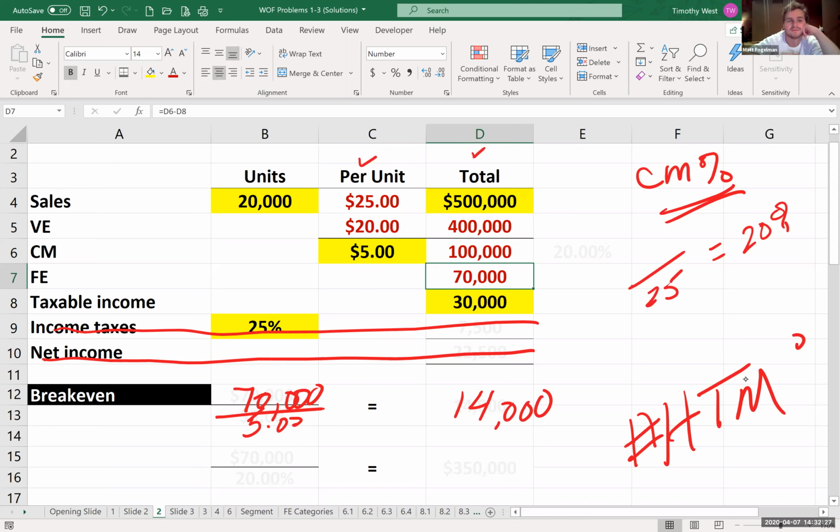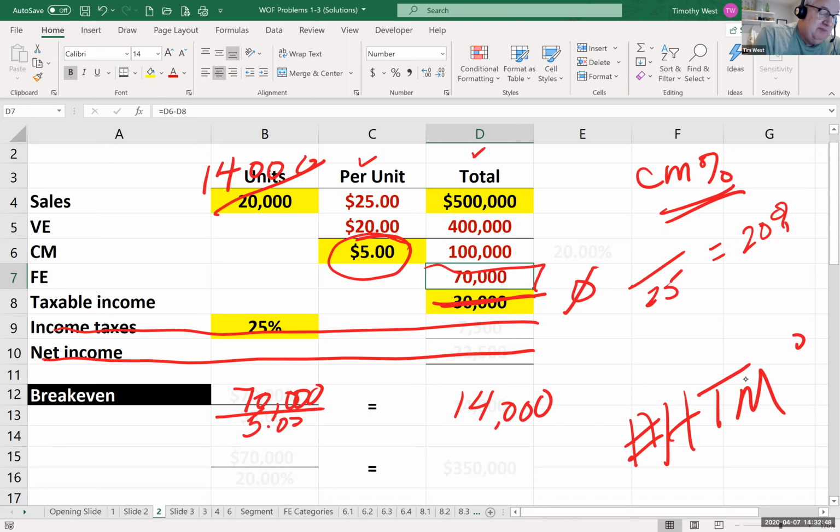It means that to break even, or to get this number right here to 0, all I have to do is sell 14,000 instead of the 20,000. So that's at break even. And so all we're doing is saying, okay, if I get $5 per unit, and my fixed expenses are 70 at break even, I know this number has to be 0. So this has to be 70, and I can back into this 14,000.